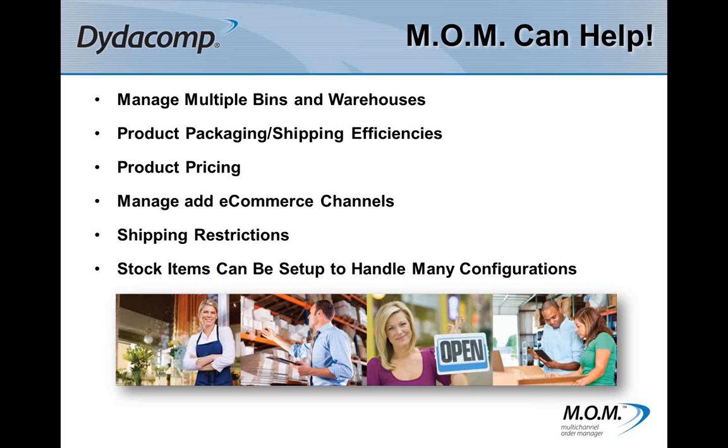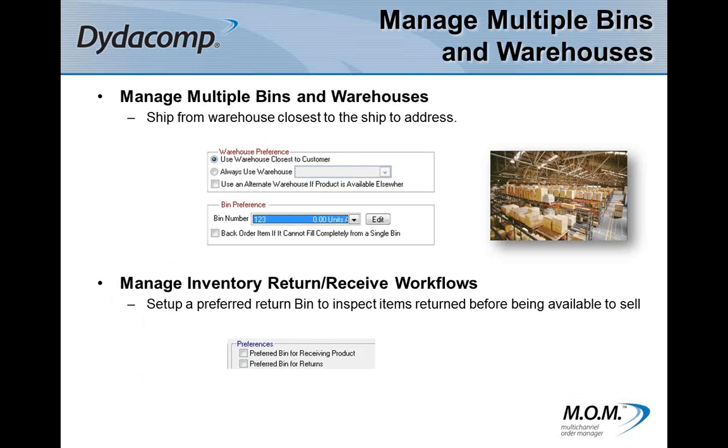So M.O.M has a bunch of different areas where we can help you out and keep things running pretty smooth. It has regards to multiple bins and warehouses. We'd be able to configure multiple bins within each warehouse, and I'll show you a little bit. Product packaging and shipping efficiencies. Product pricing, both on the unit cost basis and the selling price basis. Manage and add e-commerce channels. This is for the Amazon, the eBay, and then even some others. Shipping restrictions. You might have some restrictions on how you want to ship certain items. Stock items, they can be set up to be handled many different ways.